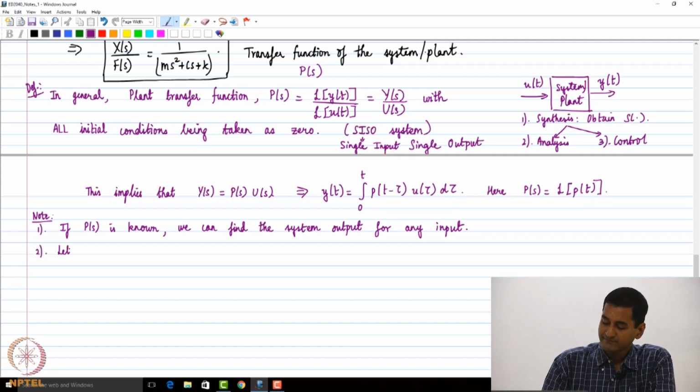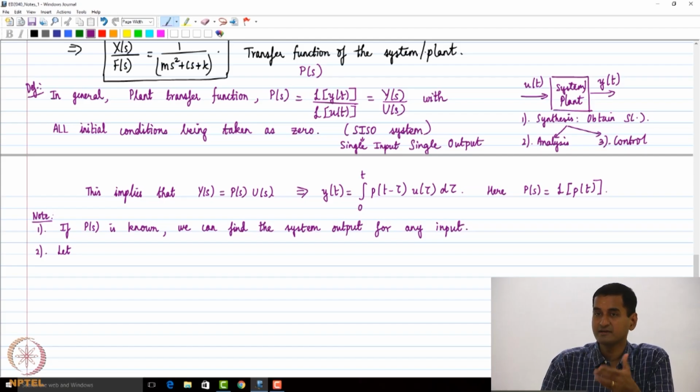The second point which I want you to interpret from this derivation is this: let u of t be equal to delta of t. This is the unit impulse input.